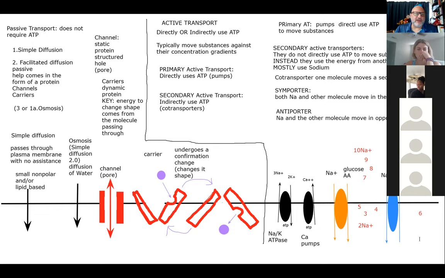And now does sodium want to come in anymore? If I have equal numbers of sodium inside and outside, is sodium going to want to come in the cell anymore? No. And if it doesn't want to come in the cell anymore, can I get it to do work for me? No. So notice, while I'm not directly using ATP, if I let this sodium stay inside the cell, these co-transporters are going to stop working. So as soon as the sodium comes in, what do I have to do to that sodium?